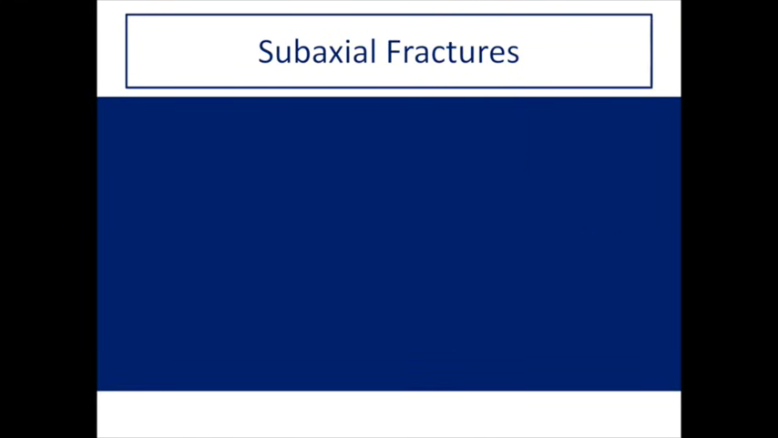Subaxial fractures refers to fractures that occur below the axis, which is C2. They are subaxial, or below C2. For fractures that occur from C3 to 7, there are many different classification systems out there, which can make things really confusing. You'll probably read or hear about the 3-column concept of spinal fractures. You can pause this video and look it up if you haven't heard of it before.